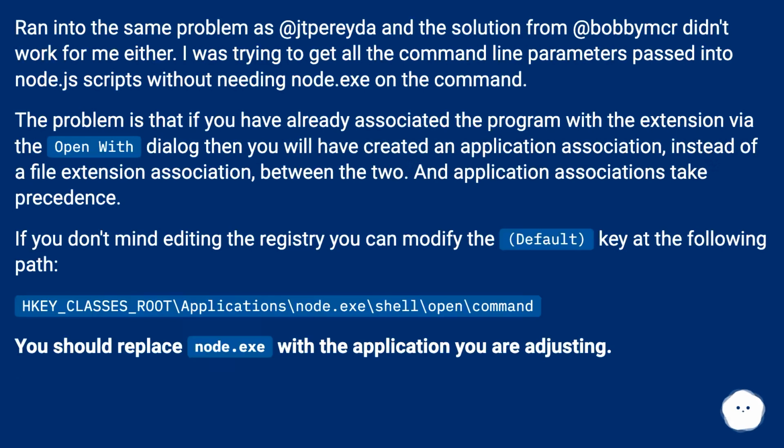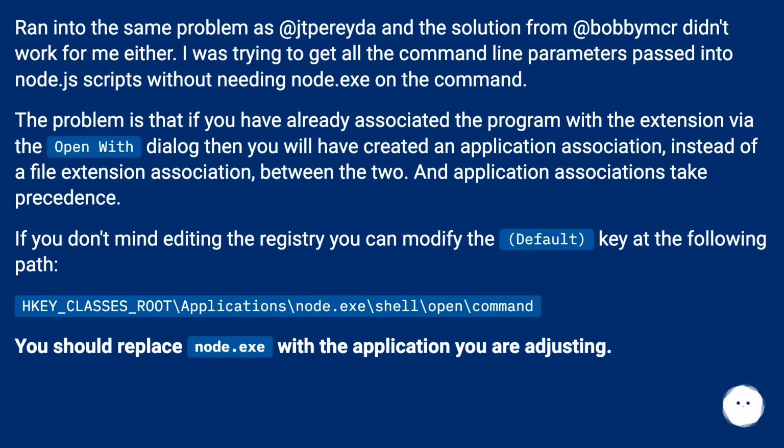Ran into the same problem, and the accepted solution didn't work for me either. I was trying to get all the command line parameters passed into node.js scripts without needing node.exe on the command. The problem is that if you have already associated the program with the extension via the Open With dialog, then you will have created an application association, instead of a file extension association, between the two. And application associations take precedence.